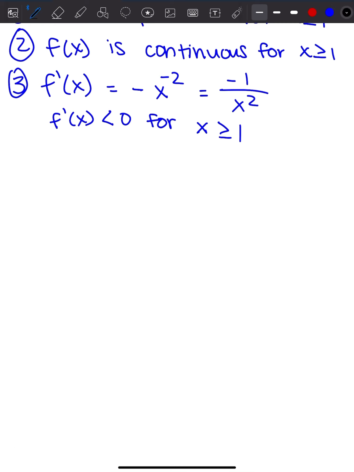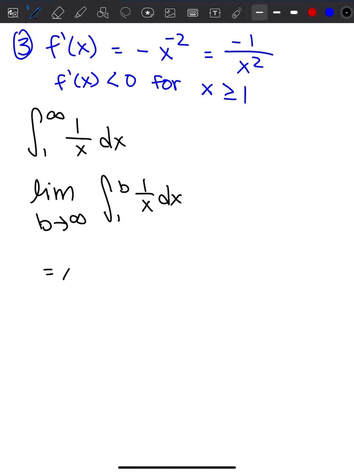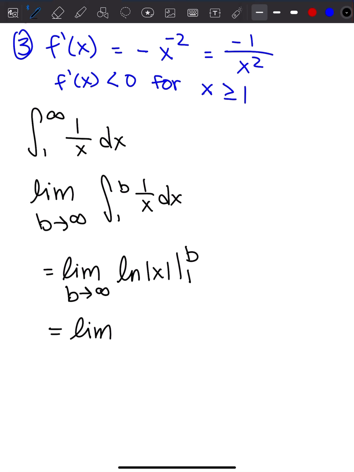So we are looking at the integral from 1 to infinity of 1 over x. So we have the limit as b approaches infinity of 1 over x dx. The integral of this is not too bad. We have the limit as b approaches infinity of the natural log of the absolute value of x, evaluated from 1 to b. So we have the natural log of the absolute value of b minus the natural log of the absolute value of 1.